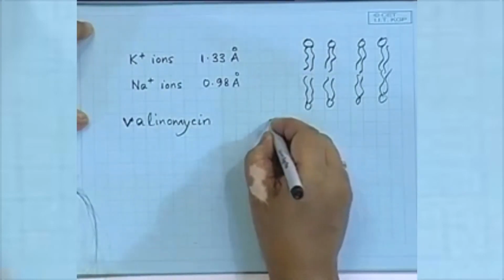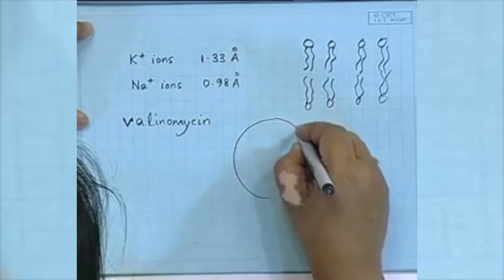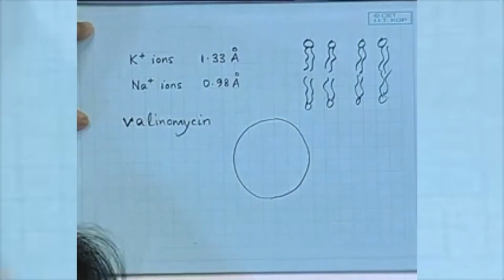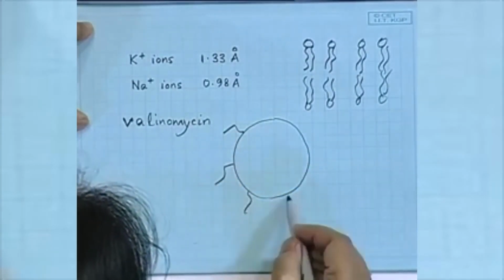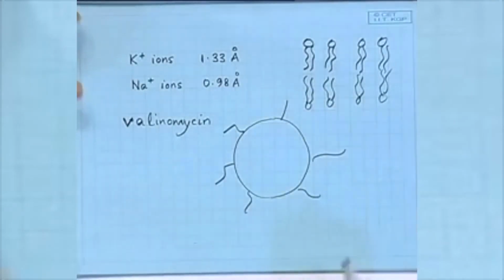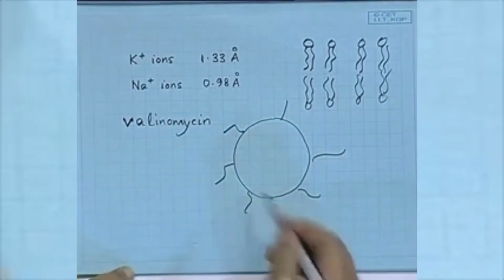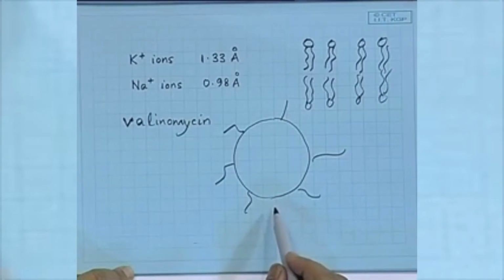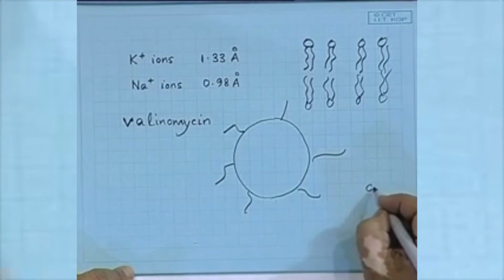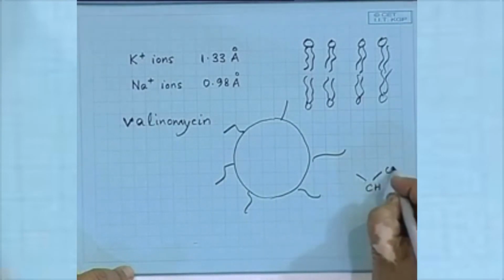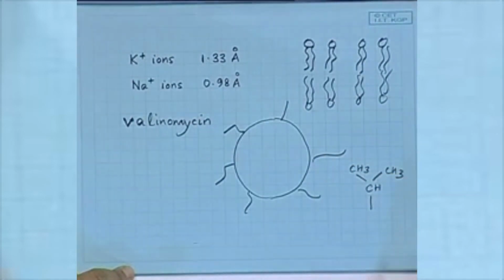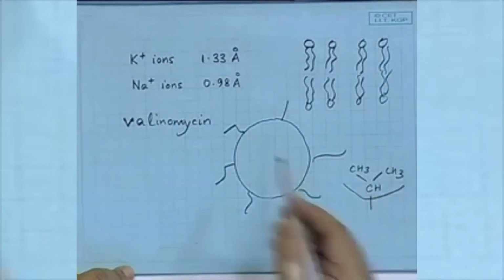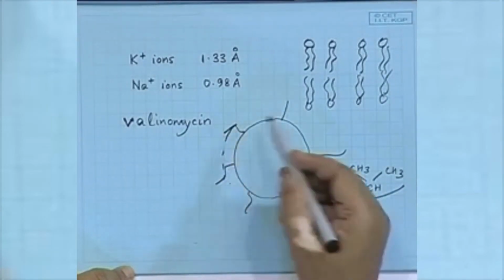This is kind of a circular molecule. It is made up of 6 amino acids. So, we have some amino acid chains; valinomycin means there are valine side chains that are outside here. So, what is the valine side chain? It is CH, CH3, CH3. What type of a group is it? A hydrophobic group. So, here we have a hydrophobic shell.